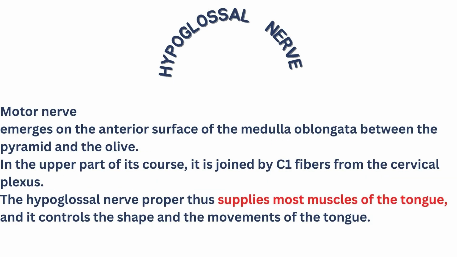The hypoglossal nerve, which is the last cranial nerve, is a motor nerve that emerges on the anterior surface of the medulla oblongata between the pyramid and the olive. In the upper part, it is joined by C1 fibers from the cervical plexus. The hypoglossal nerve proper supplies most muscles of the tongue and controls the shape and movements of the tongue.